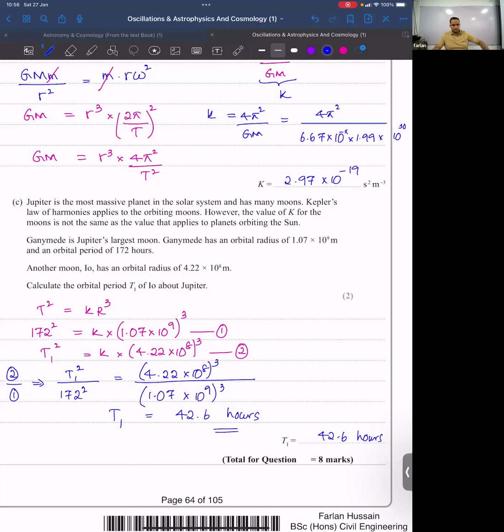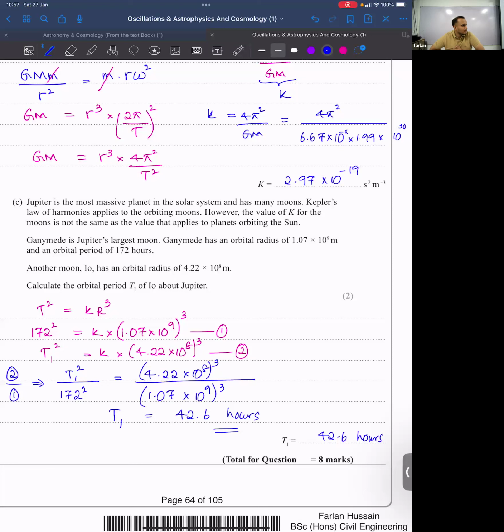Simple maths. T square equals K r cube. So if you use it for one moon, which has an orbital period of 172 hours and a radius of 1.07 into 10 to the power 9, 172 square is equal to K into (1.07 into 10 to the power 9) cube. For the other moon, which is orbiting Jupiter, the time period is T1, so T1 square is equal to K times radius, 4.22 into 10 to the power 8, that cubed. So divide the two equations, second equation divided by the first, K will cancel off, you get the answer.